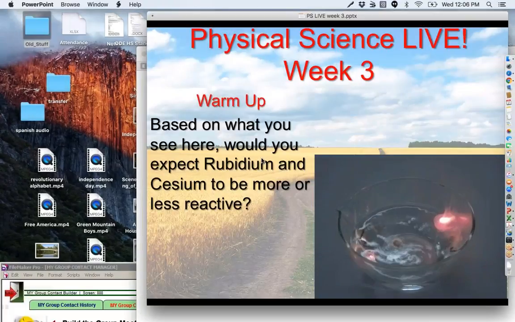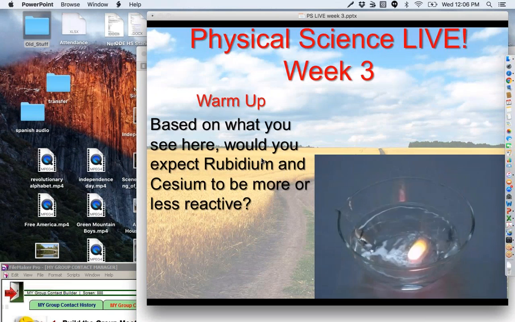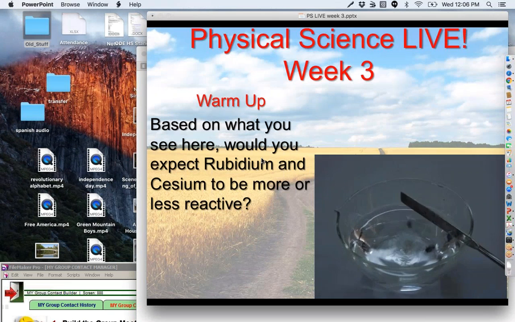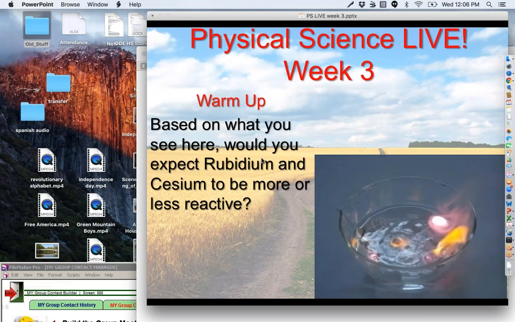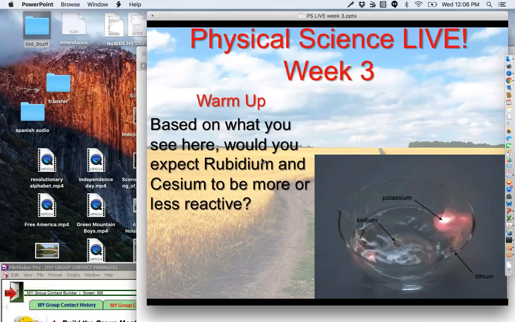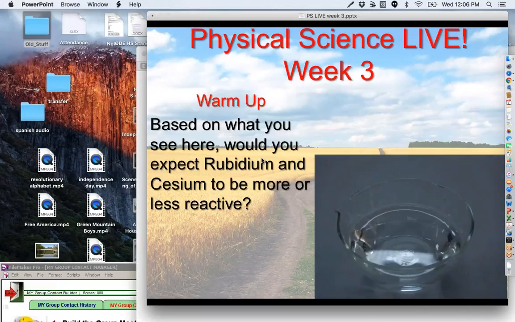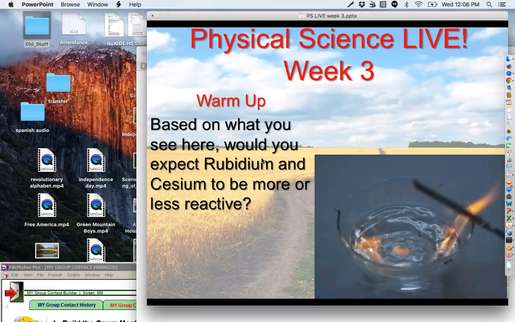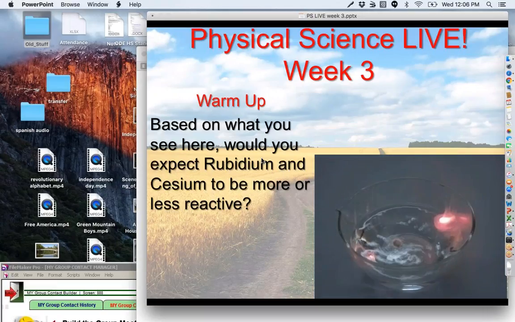And you should be able to see on my screen a little GIF image of potassium, sodium, and lithium being thrown into water. And you can see that there is a reaction. Can you see that happening? And then the little bits being labeled afterwards?